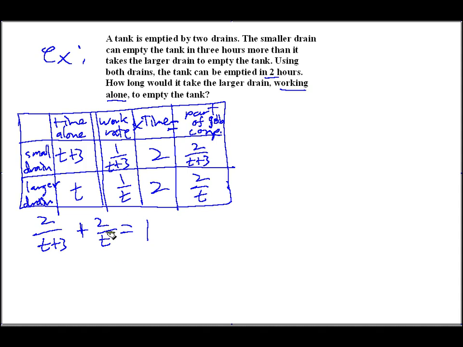Again, check the 9.7 section if you need to on that. All right, then let's go ahead and multiply by the LCD. LCD is T times T plus 3. Hopefully we see that without too much trouble here.